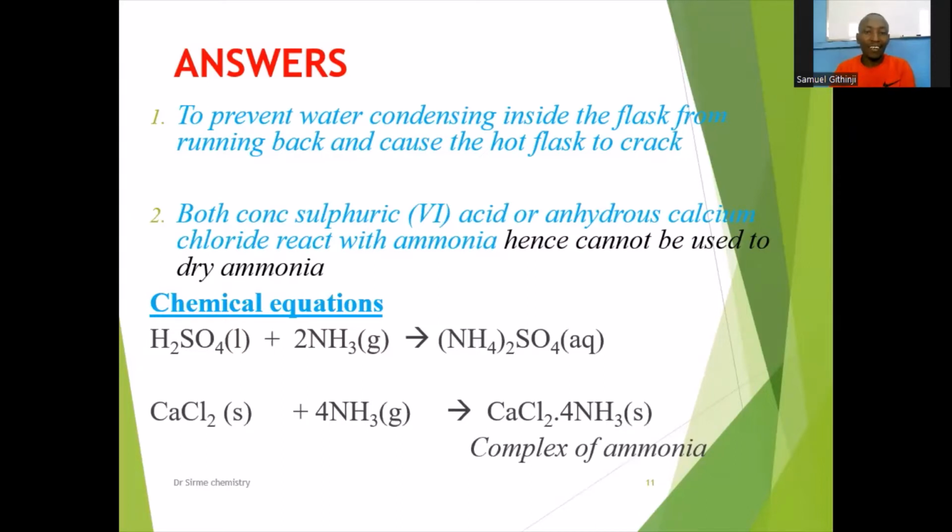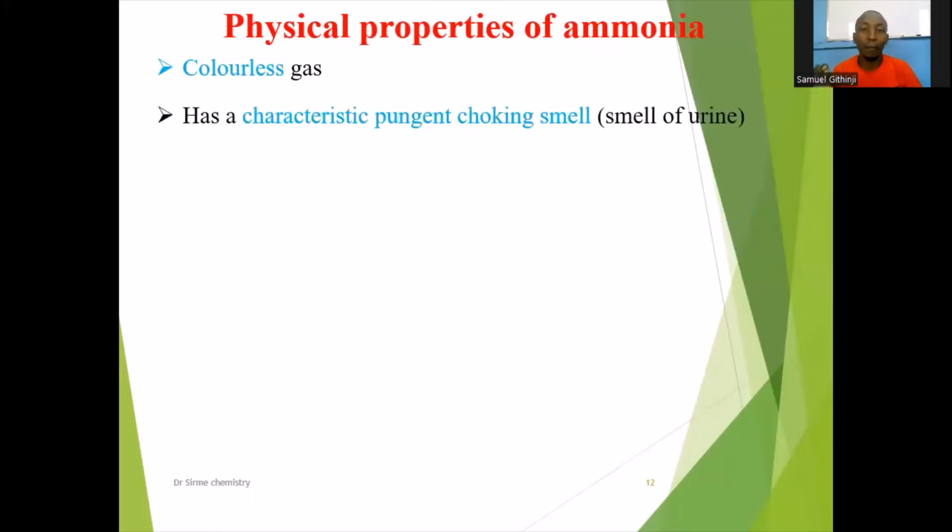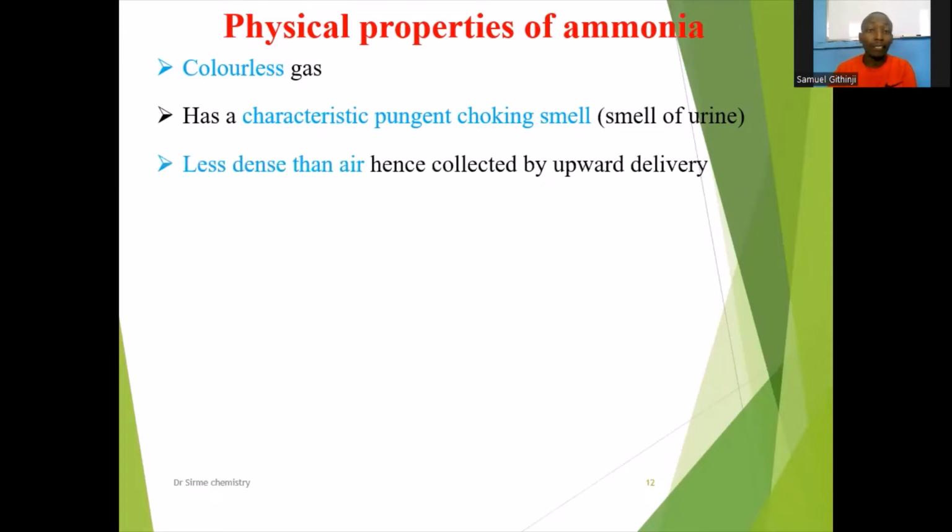Moving on, the physical properties of ammonia. Ammonia is a colorless gas. It has a characteristic pungent smell. That is pungent and choking smell. Choking means it can temporarily interfere with your breathing. Pungent means very, very sharp. Actually, it has a smell of urine. It is less dense than air. It's a very light gas and hence is collected by upward delivery. Otherwise, it is called the downward displacement of air.